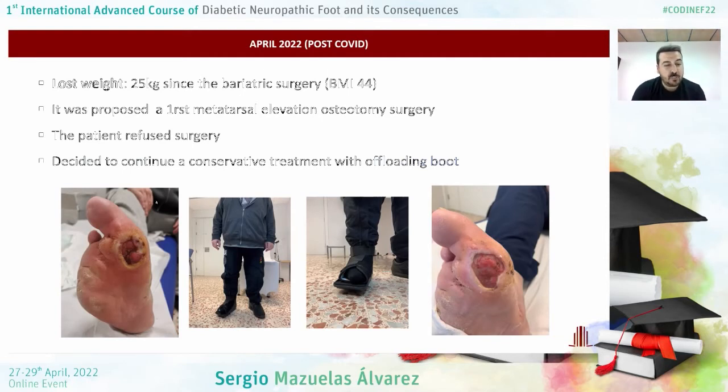The orthopedic surgeons proposed a first metatarsal elevation osteotomy surgery, but the patient refused it due to the belief that it would hinder the weight loss process. So we decided to continue a conservative treatment with an offloading boot.